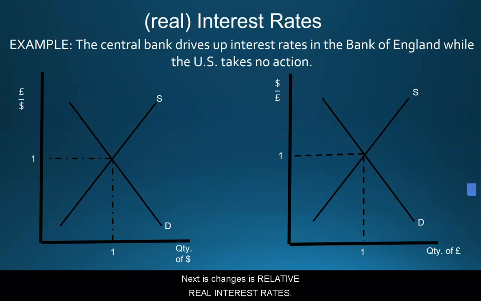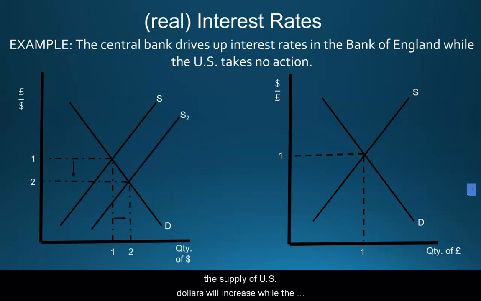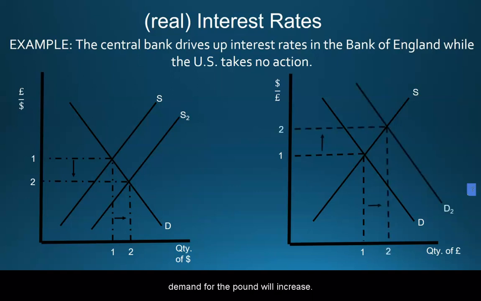Next is changes in relative real interest rates. If real interest rates in one country rise relative to another country, which stays constant, investors in the country with the lower interest rate will invest in the country with the higher interest rate to earn a higher return. Therefore, in the example, the supply of US dollars will increase while the demand for the pound will increase.